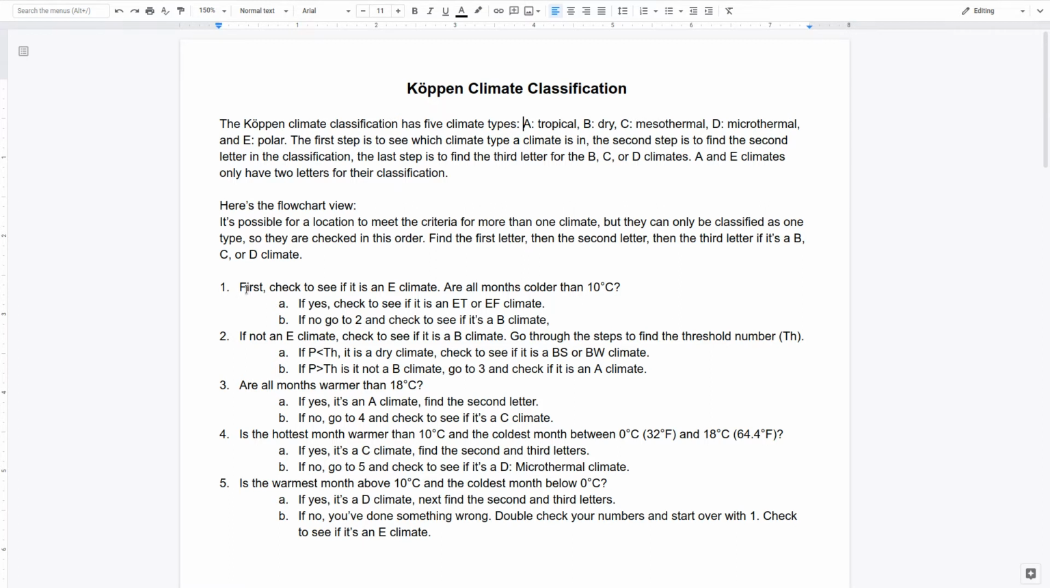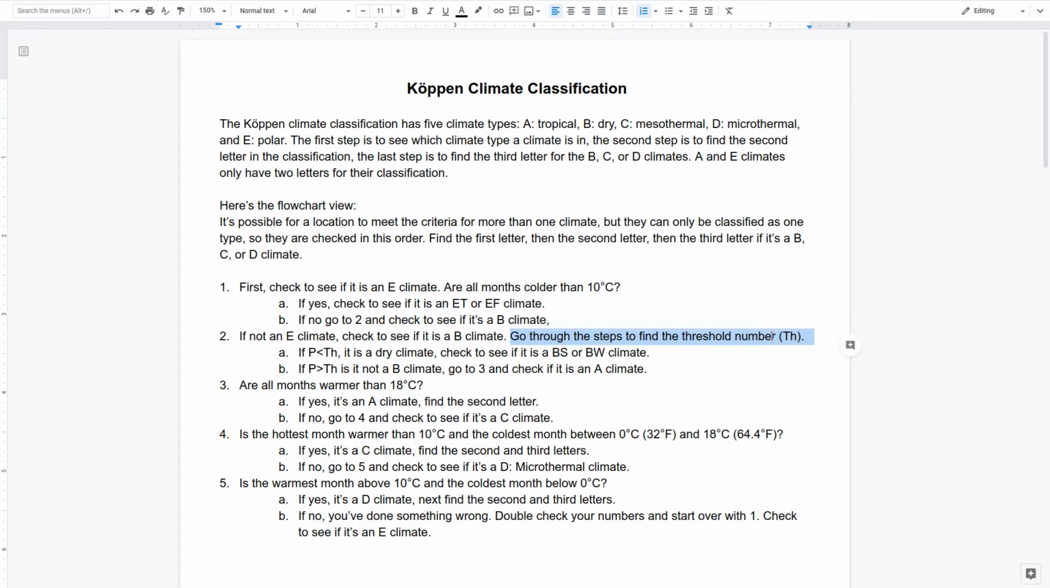that order. So the first thing you do is check to see if it's an E climate. Are all months colder than 10? If it is, then you do more work and see what kind of E climate it is. If all months aren't colder than 10 Celsius, it's not an E climate. And the next thing to check is, is it a B climate? So if it's not an E, you check to see if it's a B climate. You have to do some math to find this threshold number to tell you how dry it is.